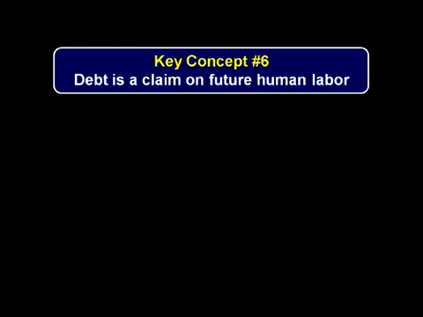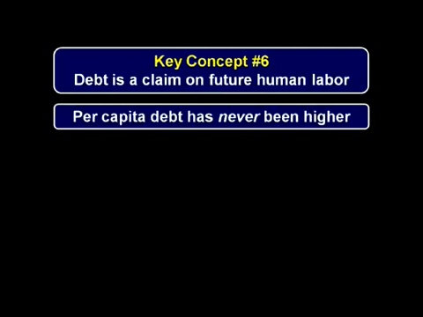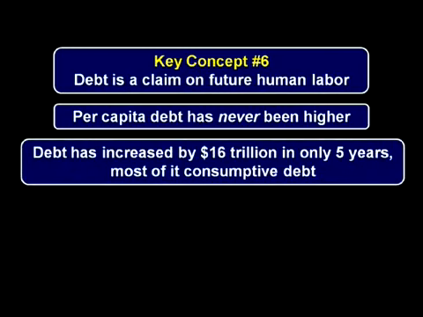Second, per capita debt has never been higher. We are in truly unprecedented territory in this country. Debt has increased by $16 trillion in the past 5 years, and most of it consumptive debt. This means that future consumption will have to be seriously curtailed or will enter a period of debt destruction, either by defaults or inflation. And finally, key concept number 7.